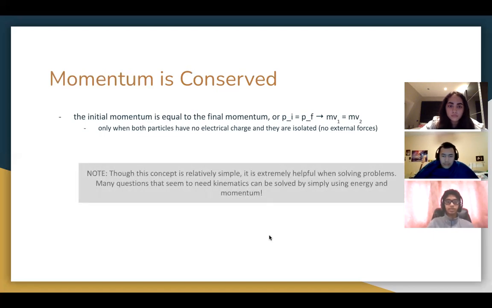So this concept is really simple, that the momentum before equals the momentum after, but when combined with energy, it can be really helpful in solving problems that appear to use kinematics, and it can also be more elegant. And this is especially true when you're dealing with heights and curved surfaces, because kinematics may be very tedious in those examples.